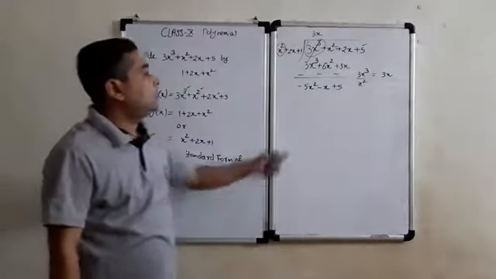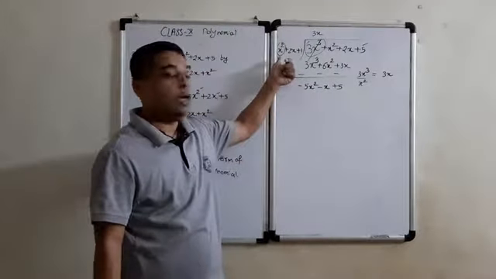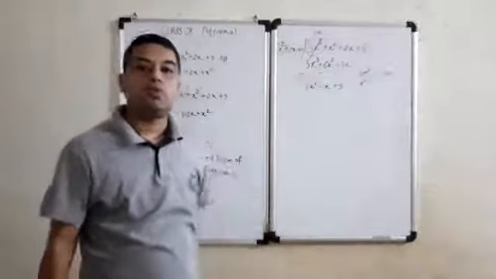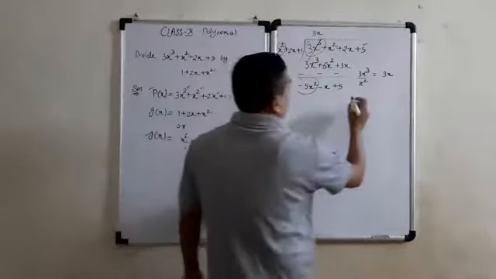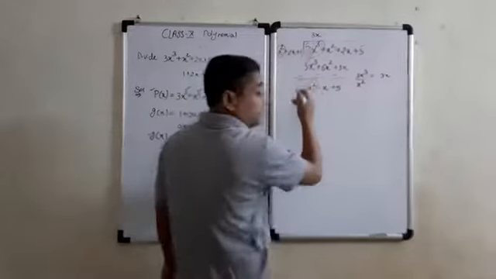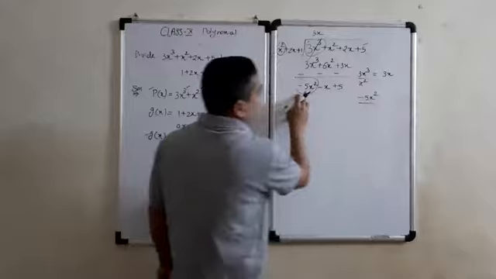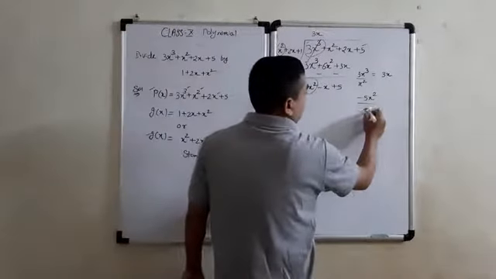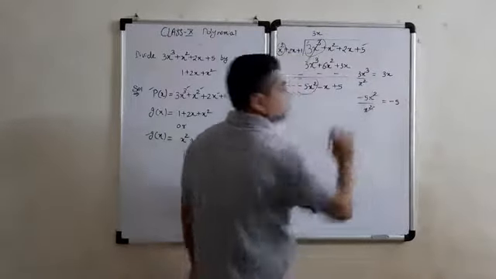Now this is our new dividend. This dividend, how many times will it be divided by x square plus 2x plus 1? Again, how will we check? The same procedure we will follow. We will take the first term of the dividend, that is minus 5x square, and divide it by the first term of the divisor, that is x square. So x square and x square will be cancelled out and it goes minus 5 times.